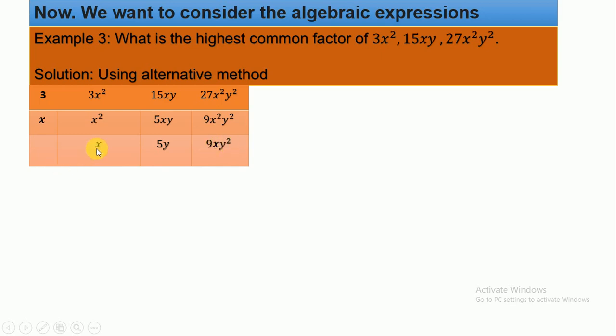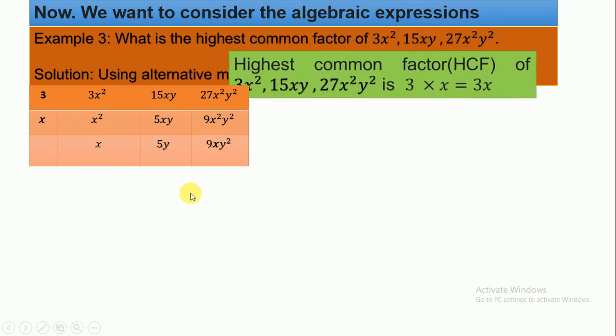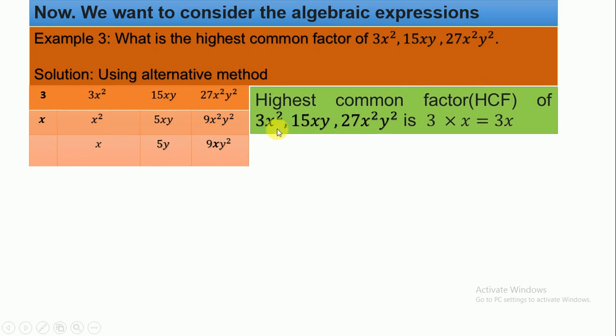Is there another figure, an alphabet, that goes in x, 5y, 9x y squared? No. If you choose x, x only goes there, and here there is no x. So in a nutshell, the highest common factor of 3x squared, 15xy, 27x squared y squared is 3 times x, which is 3x. So this is simple.